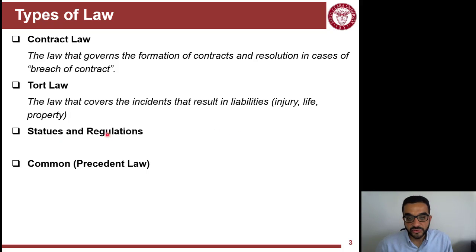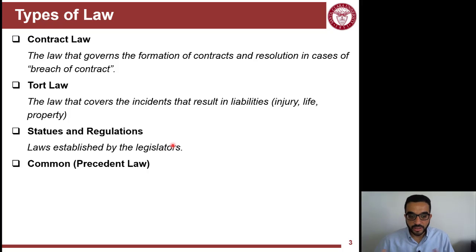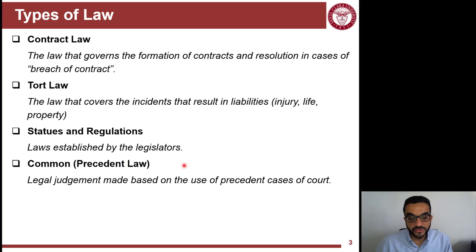And then there are statutes and regulations. So like state legislators and federal legislators will create these statutes and laws to be applied in different industries, including construction. And then there is the common, or what we call the precedent law. So it's basically a set of rules that judges would look at by looking at the previous cases similar to this case that's being handled and the suit that's being judged.